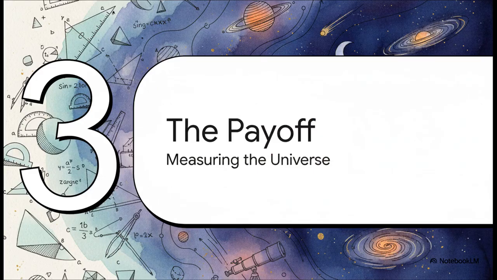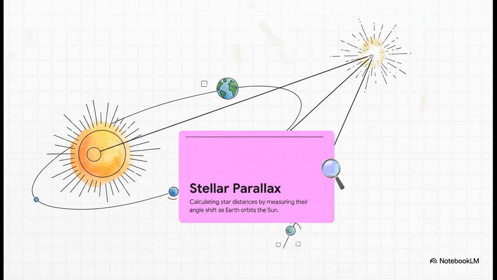So why did we spend all this time on triangles? What's the real payoff here? It's because mastering this one little skill takes you from just solving problems on a piece of paper to literally being able to measure the universe. Well, check this out. There's this incredible method called stellar parallax. It's how astronomers figure out how far away stars are. They measure the angle to a star, then they wait 6 months for Earth to get to the other side of the sun, and they measure the angle again.